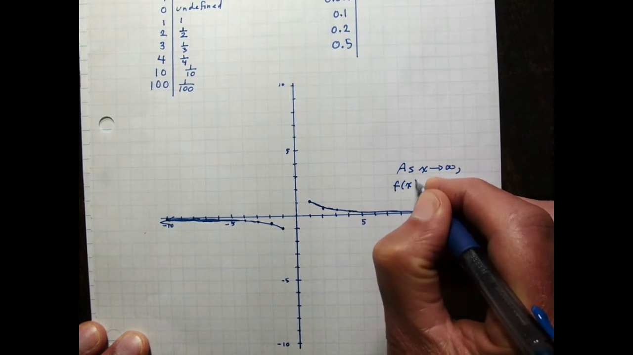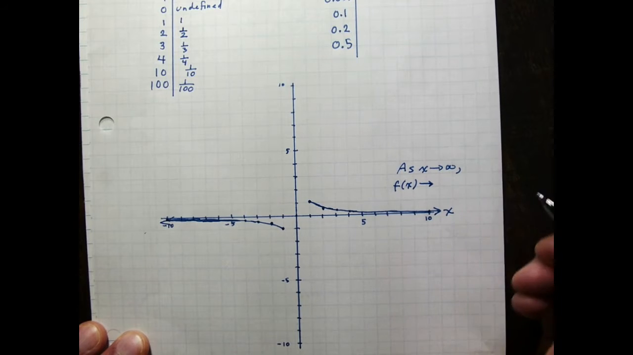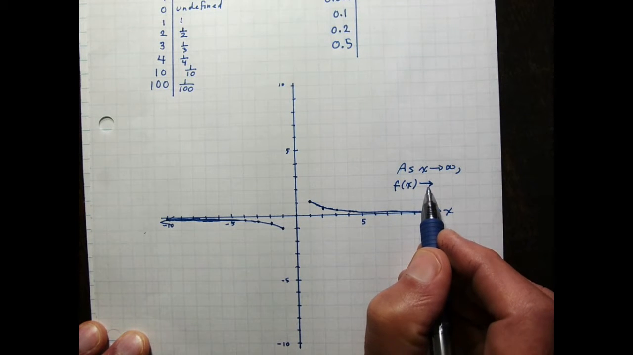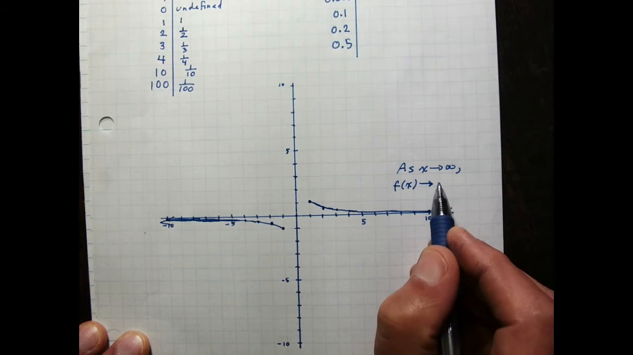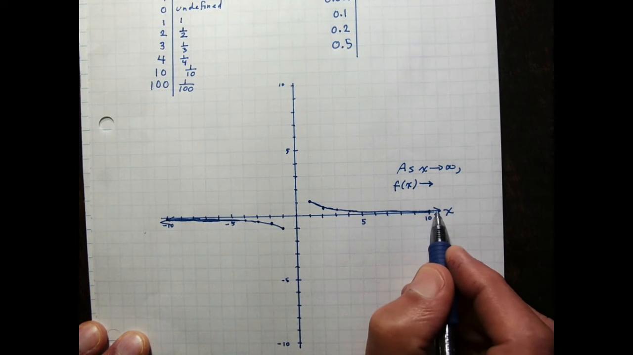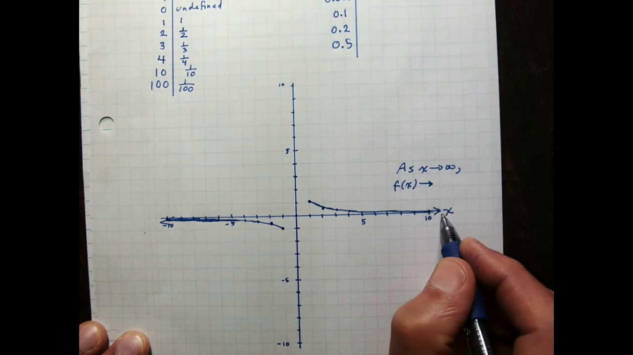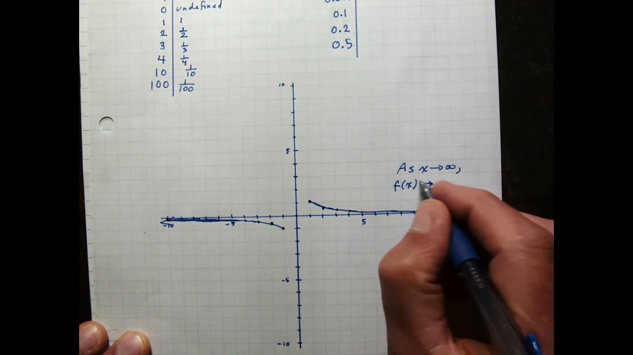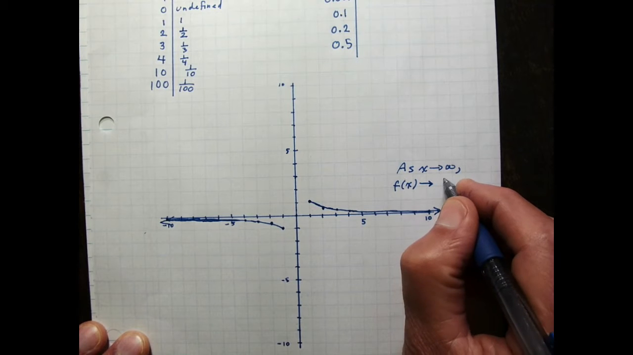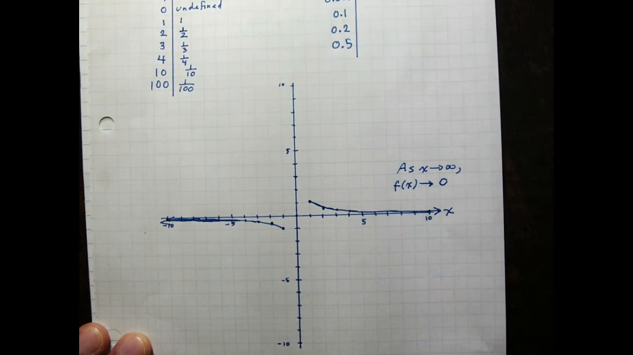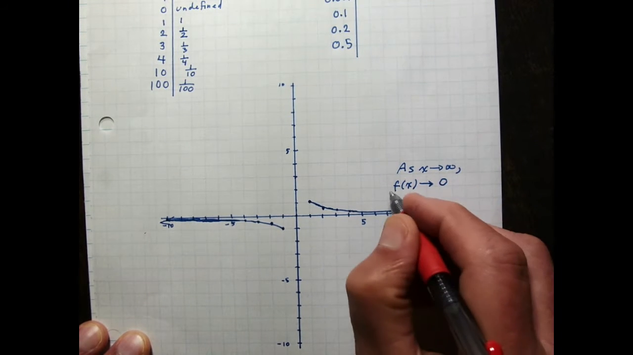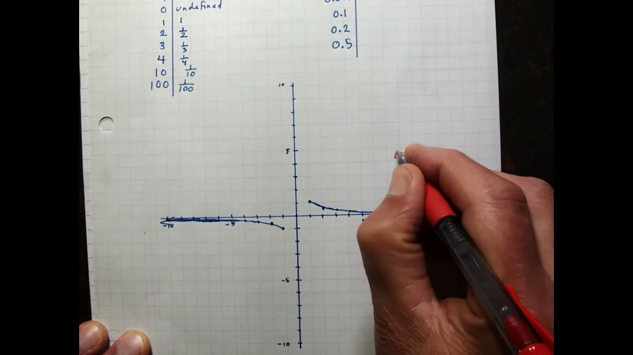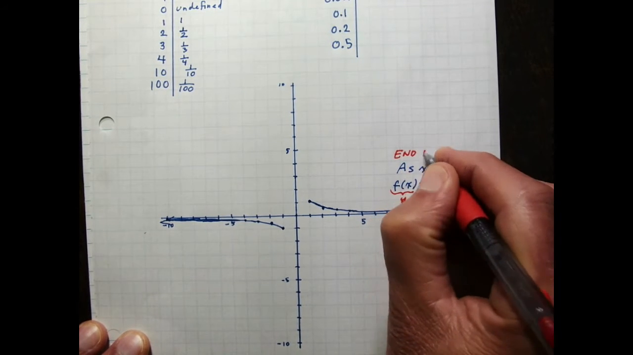f of x approaches. Now this is different from polynomials because we're not approaching infinity or minus infinity, we're approaching the x-axis. And the x-axis is points with y-coordinate 0. So the f of x values are approaching 0. Remember, f of x just means y, and this is an aspect of our end behavior.